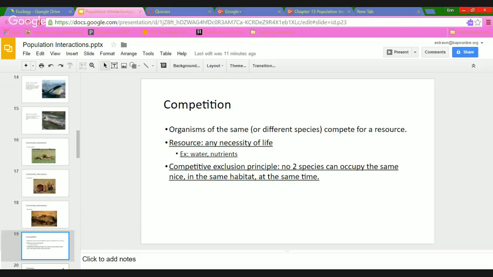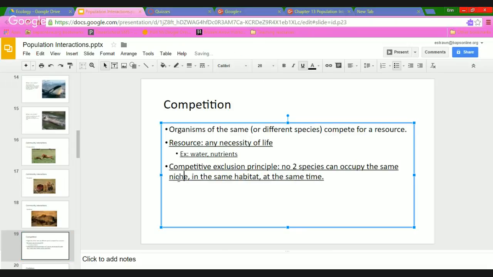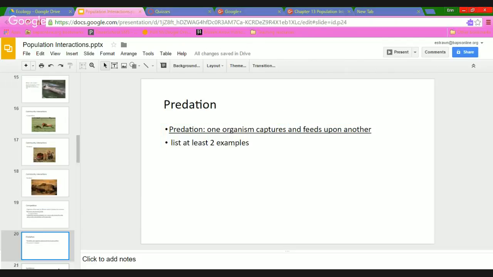You also need to know this term. It's the competitive exclusion principle, which means that no two species can occupy the same niche in the same habitat at the same time. That should make common sense, because if animals are competing for the same resource, one is going to be more successful than the other, and the other species will die out.